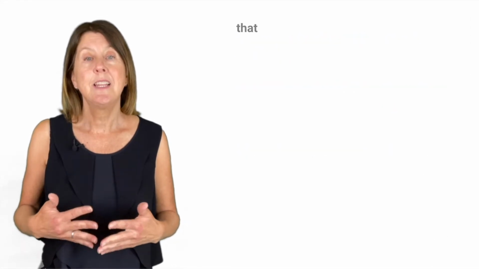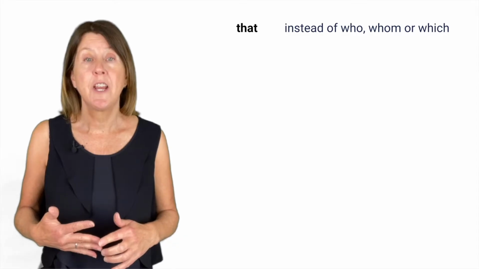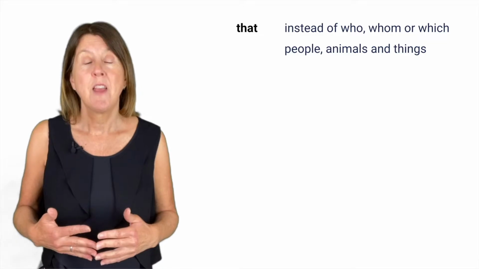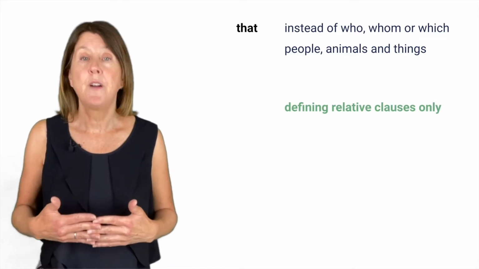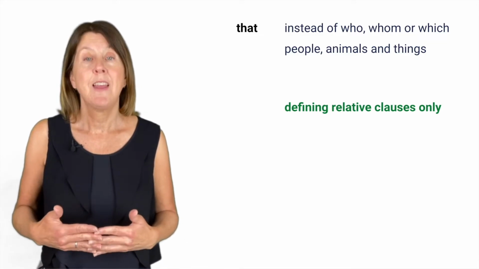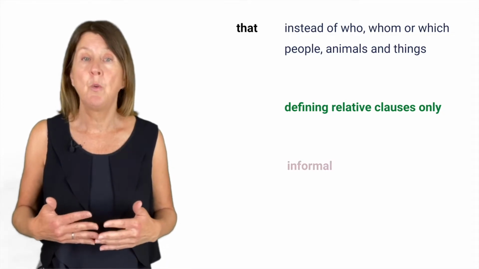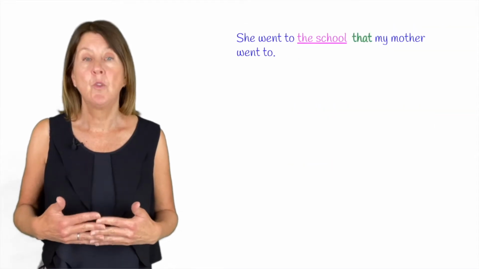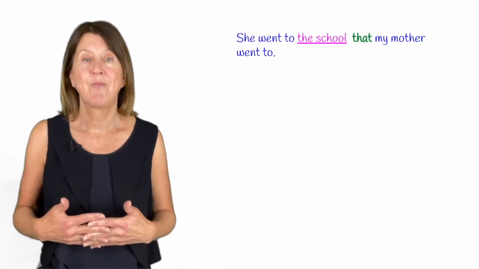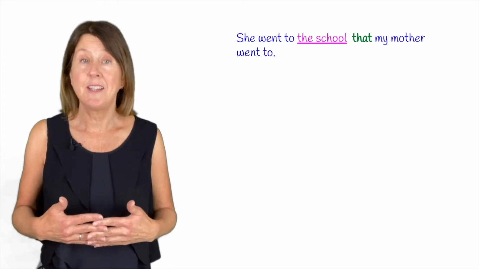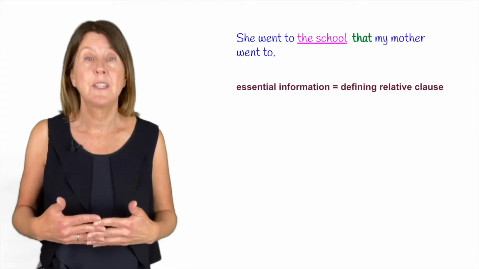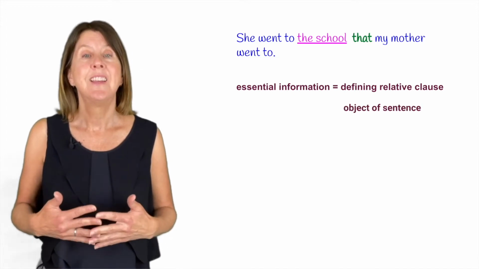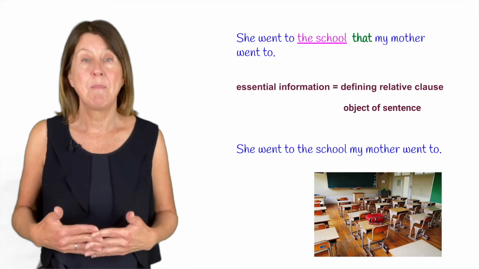We use that instead of who, whom or which in relative clauses to refer to people, animals and things. We use it to introduce defining clauses only, and it's more informal than who, whom or which. For example, she went to the school that my mother went to. Or that can be omitted as it's the defining relative clause and the object of the clause. So you could say, she went to the school my mother went to.